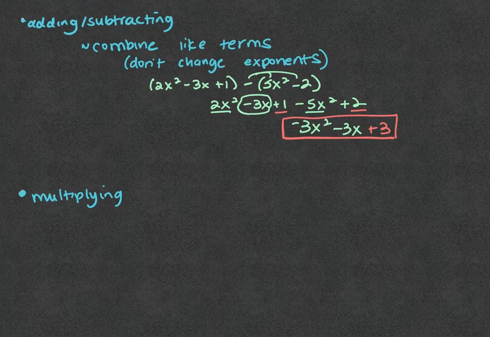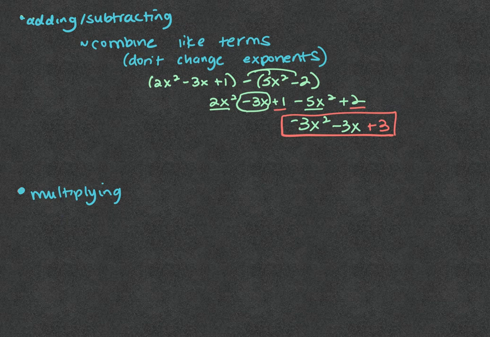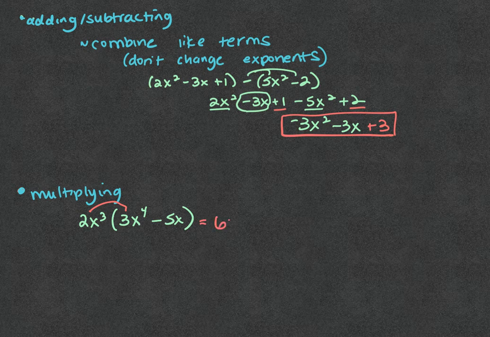When we're multiplying, you're either doing a monomial times a polynomial. So it would have been like 2x to the third times 3x to the fourth minus 5x. Something like that, where you're distributing. When we're multiplying, we multiply those coefficients out. 2 times 3 would give you 6. X to the third times x to the fourth, we add the exponents, so it'd be x to the seventh. And then 2x to the third times a negative 5 would be negative 10x to the fourth.